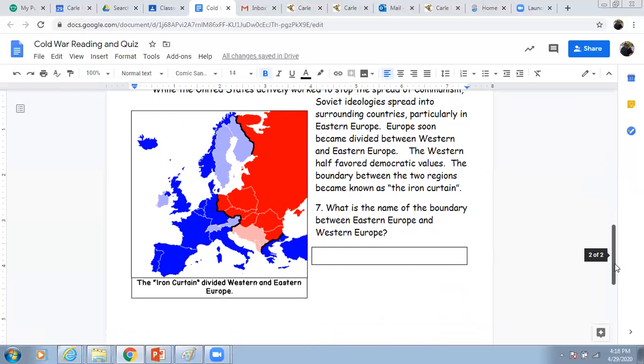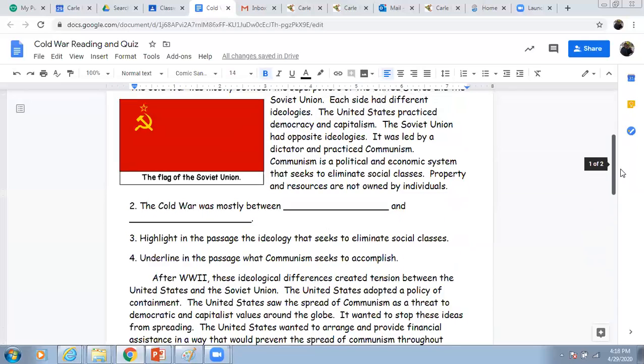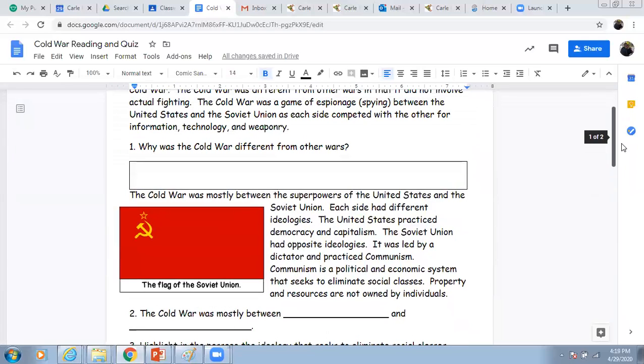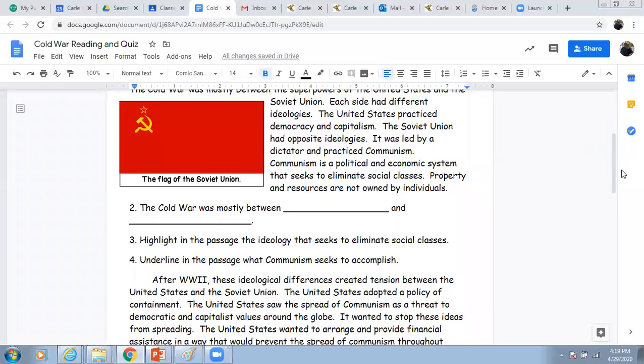Okay, when you have completed these questions, you can submit it to me. And again, it will count as a quiz. Double check all of your answers. Make sure you answer each question, highlighting and underlining in the passage, as well as filling in the blanks. All right, thanks guys and good luck.